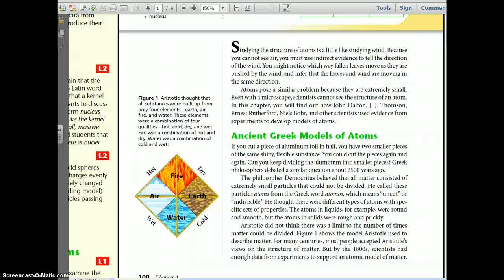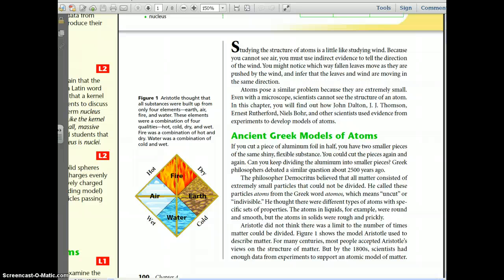The philosopher Democritus believed that all matter consisted of extremely small particles that could not be divided. He called these particles atoms from the Greek word atomos, which means uncut or indivisible. He thought there were different types of atoms with specific sets of properties. The atoms in liquids, for example, were round and smooth, but the atoms in solids were rough and prickly.